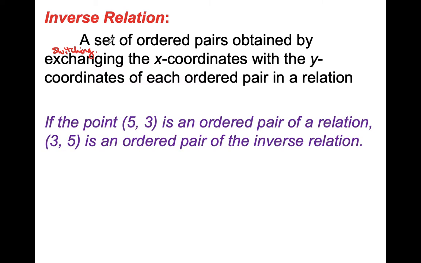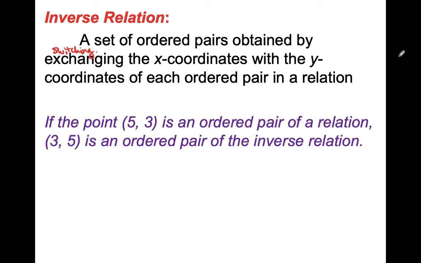So to give you an example, if you have the point (5, 3), if that is an ordered pair of a relation, then (3, 5) would be the ordered pair of the inverse relation. That's all they mean by switching the x-coordinates with the y-coordinates.